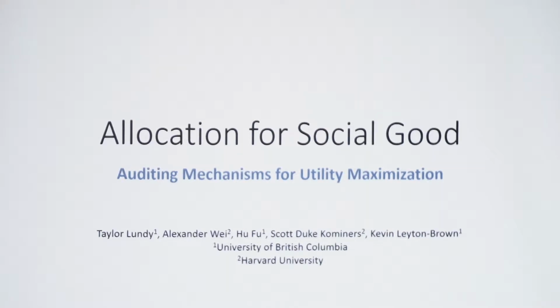Today I'm going to talk about an allocation problem for social good. More specifically, I'm going to talk about how we can use auditing to design more efficient solutions to this problem. And this is joint work with Hu Fu and Kevin Leyton-Brown from UBC, and also Scott Kominers and Alex Wei from Harvard.